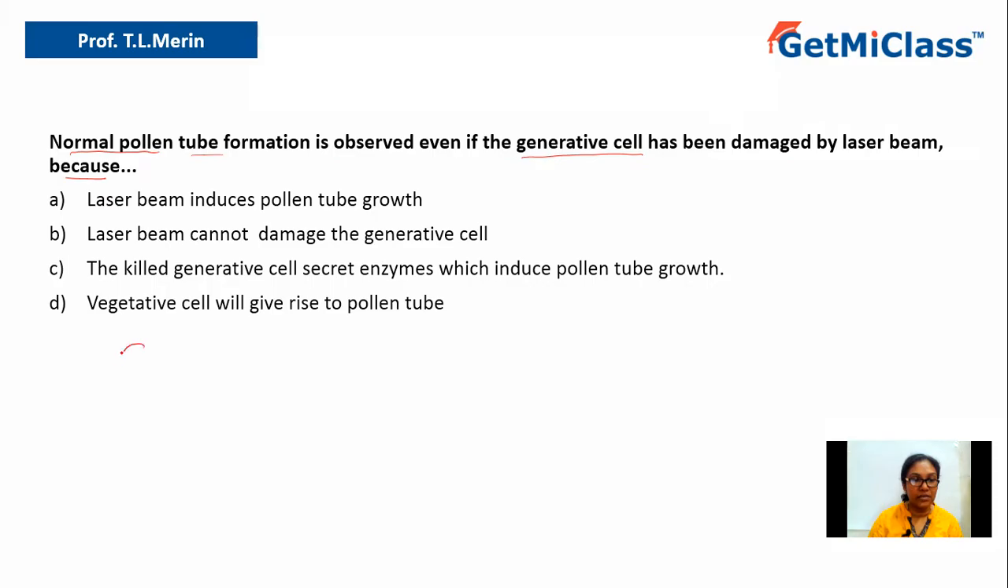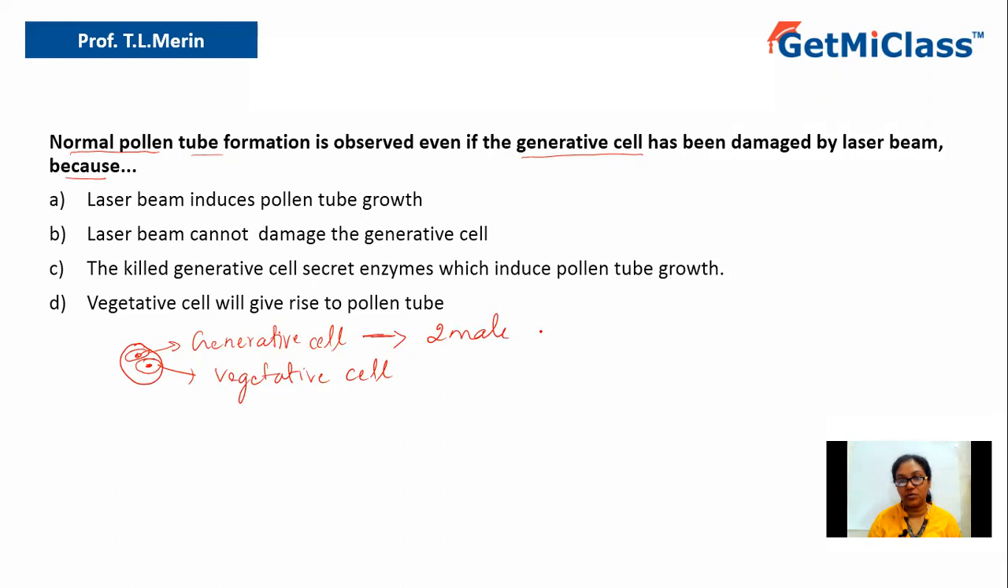We know that the mature pollen grain consists of two cells. One is the generative cell, and the other one is the vegetative cell or the tube cell. Vegetative or tube cell, both mean the same. Now this generative cell is the one which will give rise to two male gametes later, whereas the vegetative cell will remain single.